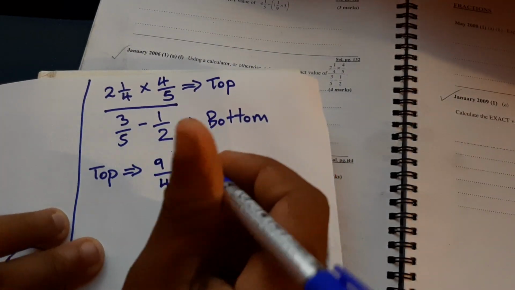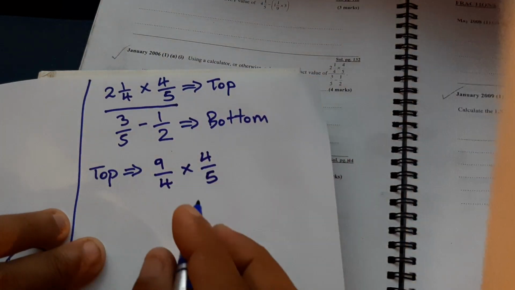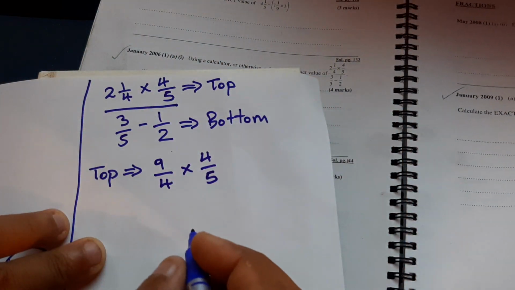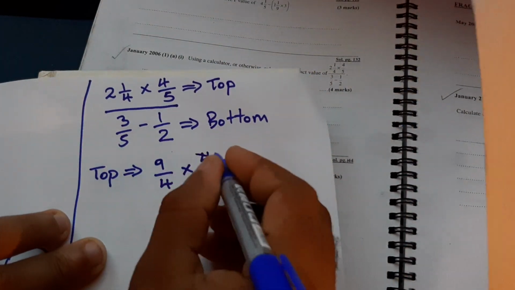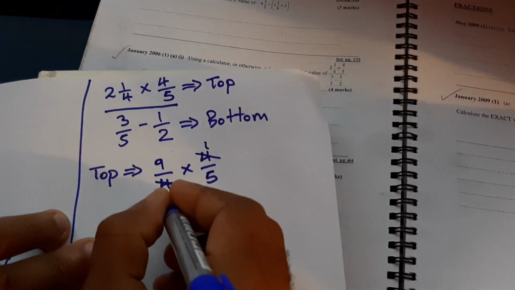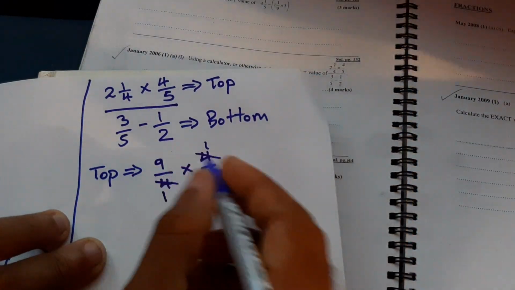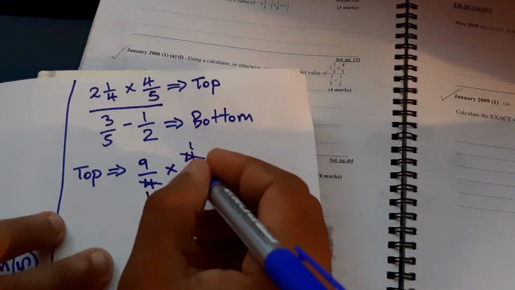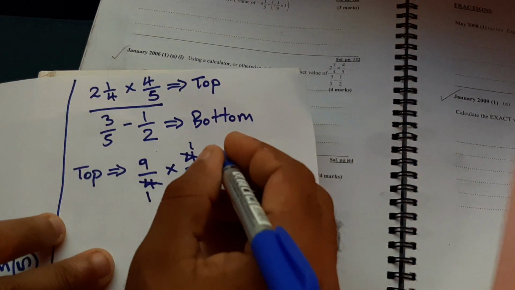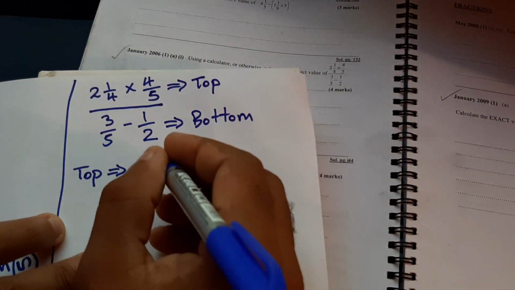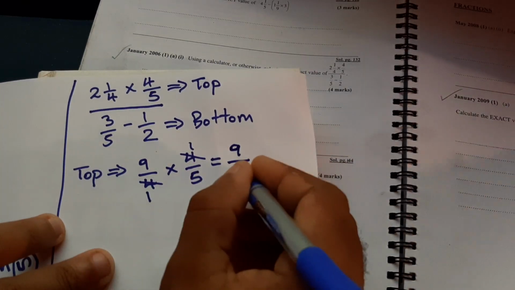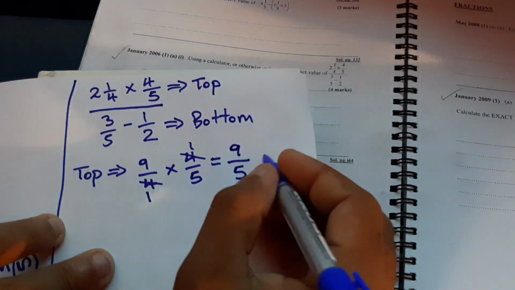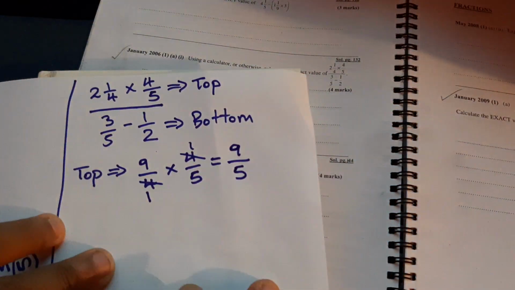So remember, always check to see if anything can be cancelled when you're multiplying fractions. Now 4 into itself, 1. 4 into 4, 1. Anything can be cancelled? No. Equal to, I'm going to multiply across, numerator with numerator, denominator with denominator. 9 times 1, that's going to give me 9, divided by 1 times 5, that's going to give me 5. So this is my answer for the top.